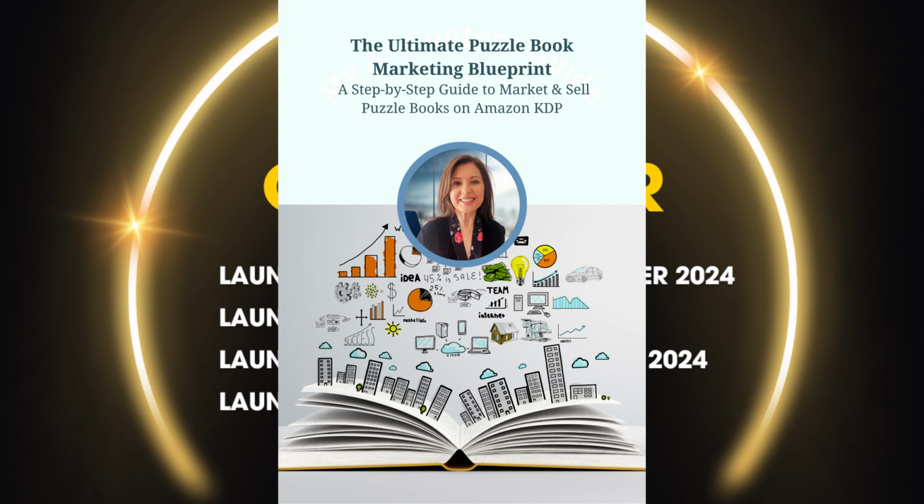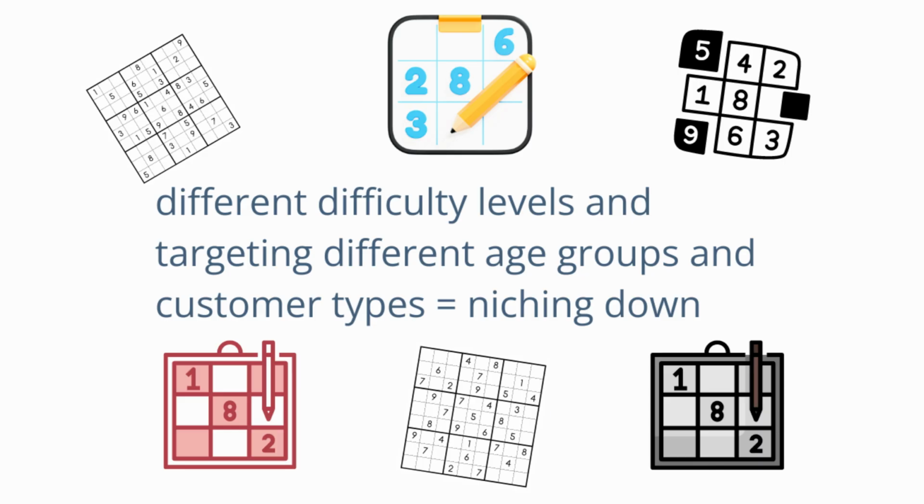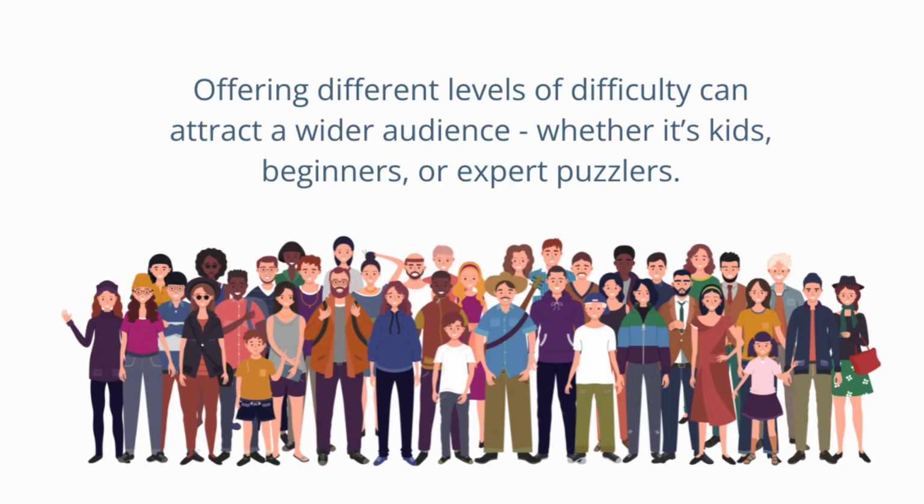So let's jump into this video though, which is all about how to categorize and optimize your books based on difficulty levels, because this is one of the questions that a lot of you have been asking me. You've already seen how offering different levels of difficulty can attract a wider audience, whether it's kids, beginners, or expert puzzlers. But if you don't categorize your books properly on Amazon, they can easily get lost in the shuffle. So today I'm going to walk you through how to make sure your puzzle books are not only well categorized, but also optimized for maximum visibility and sales.